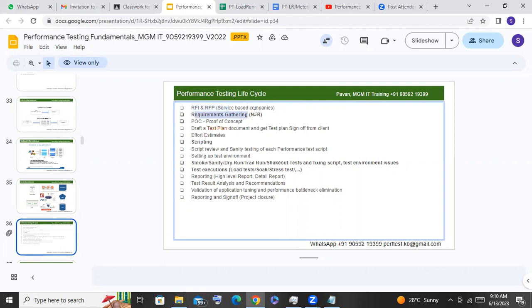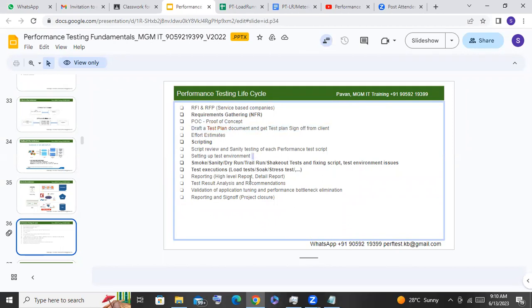Probably if it is a difficult project, then you might start doing a POC. Once that is complete, you would do a test plan and get the sign off of the test plan from the client. In the test plan, you would also include the effort estimates. Once the test plan is agreed by the client, you would do the scripting. You would get the script reviewed, sanity tested, and everything, for all the scripts.